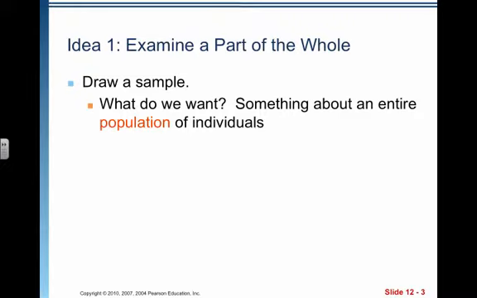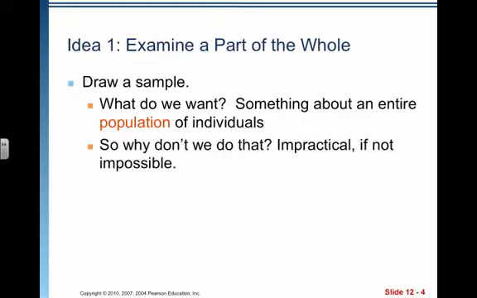But let's think about, what do we really want? We want something about an entire population of individuals. Maybe we want to know the average income, the mean income to be specific, of all U.S. college graduates. Why don't we just interview every college graduate, find out how much they make, and take the average? Well, that's impractical, if not impossible.